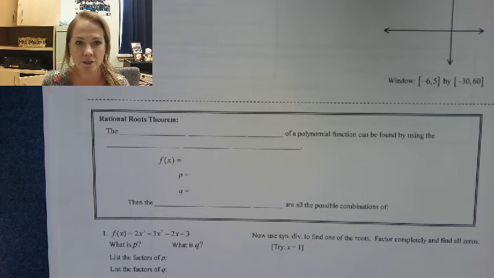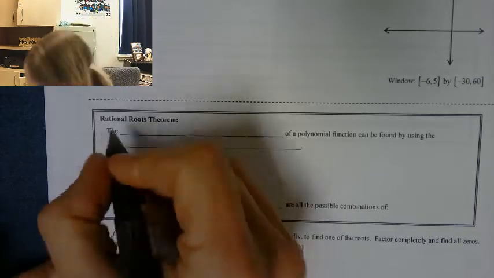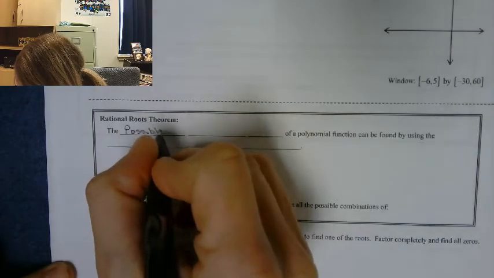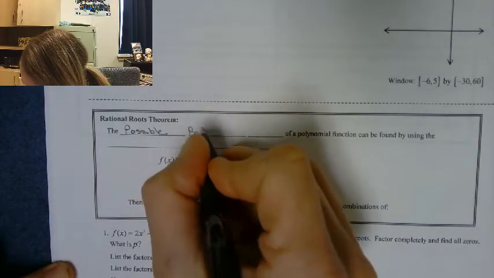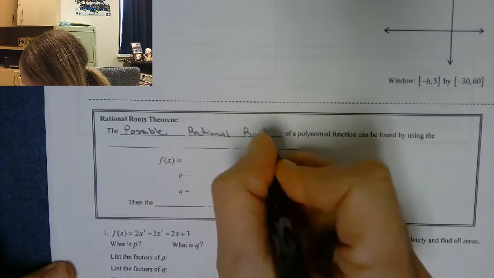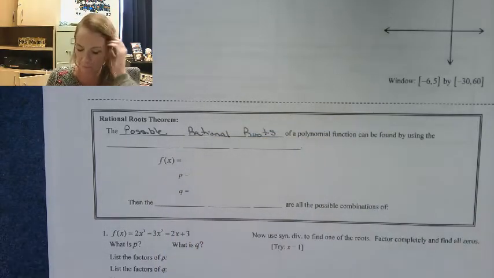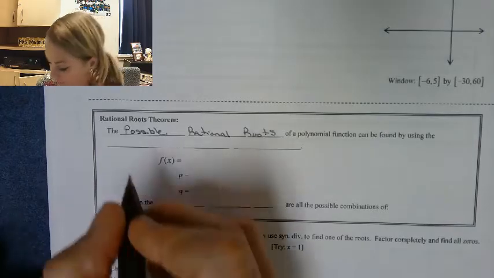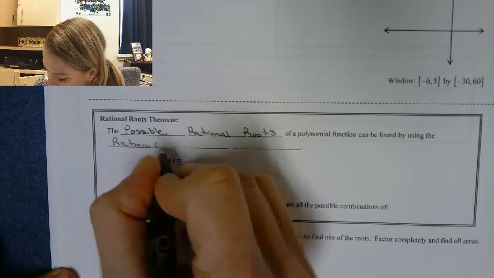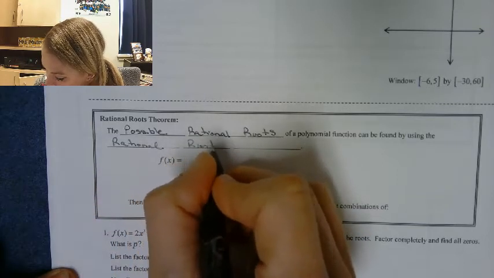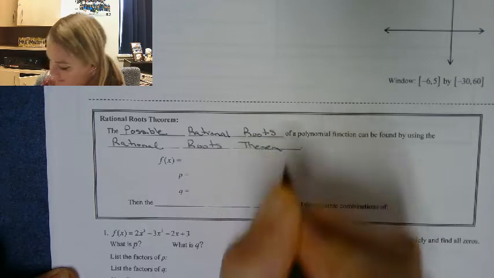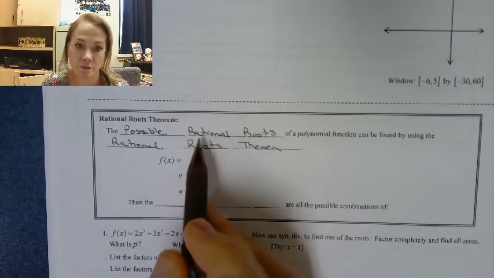Okay, so the rational root theorem says the possible rational roots of a polynomial can be found by using the rational roots theorem. So rational sounds kind of scary, but it's not. It just means that's going to be your integers or your fractions.